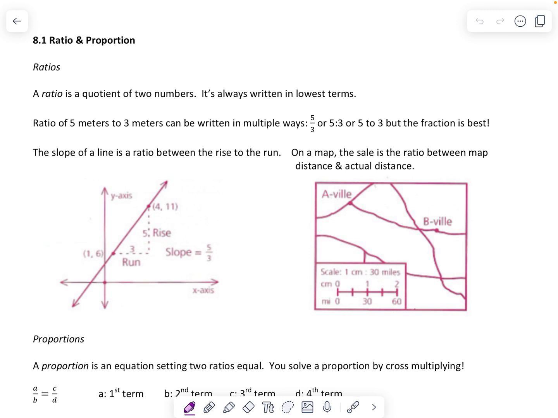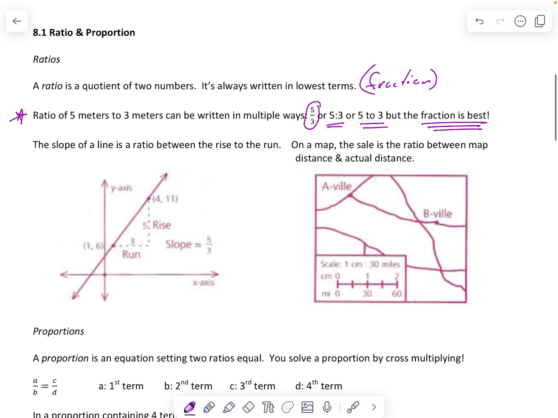So a ratio we usually write as a fraction. Remember, a fraction is a way to write a quotient or a division problem, and it's always in lowest terms. So an example of a ratio of 5 meters to 3 meters can be written like this, or like this, or like this. But yes, the fraction is best, because we naturally will simplify a fraction. We don't always tend to simplify when we write it in the other forms.